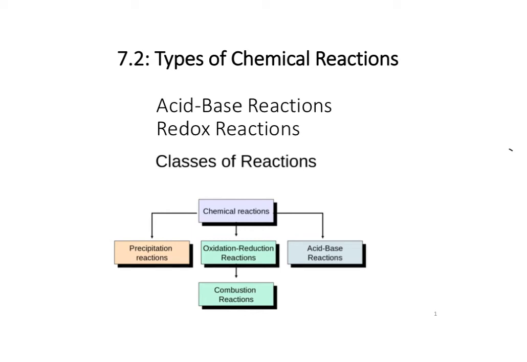The rest of Chapter 7 will delve more into types of chemical reactions, and those will be classified as either acid-base reactions or redox reactions. There's a bunch of different ways of classifying chemical reactions. We will talk about precipitation reactions, double replacement reactions. You probably have heard of those.